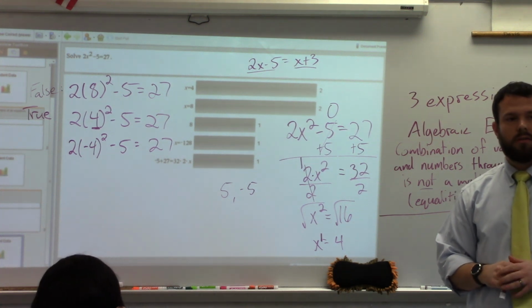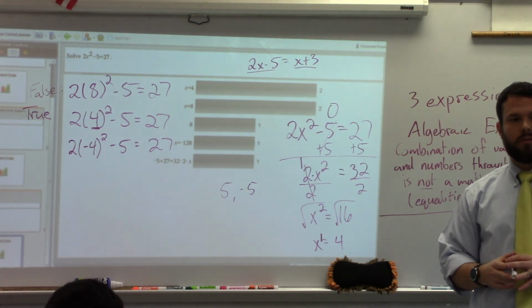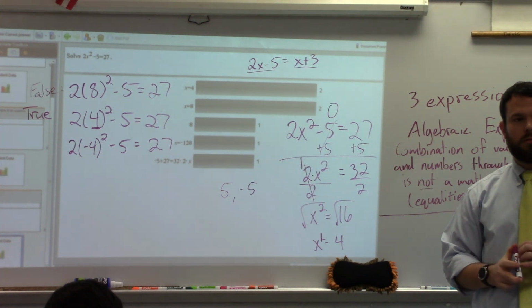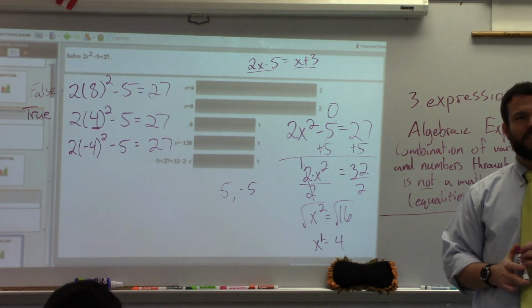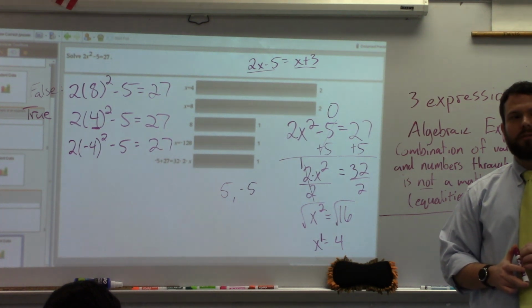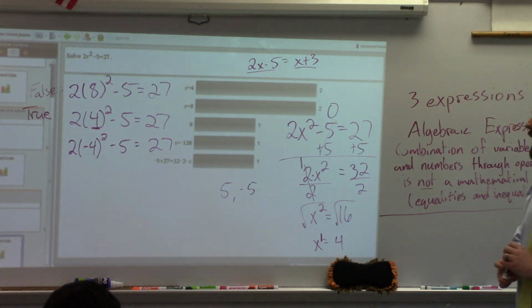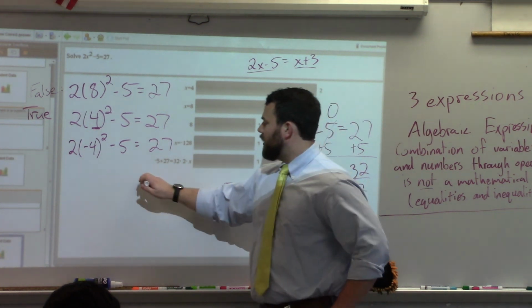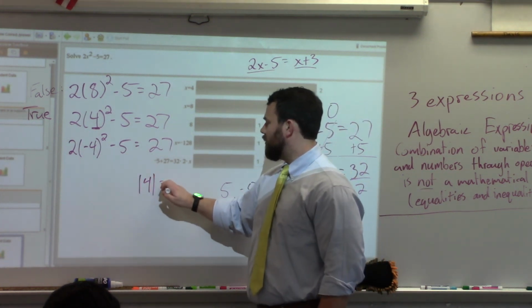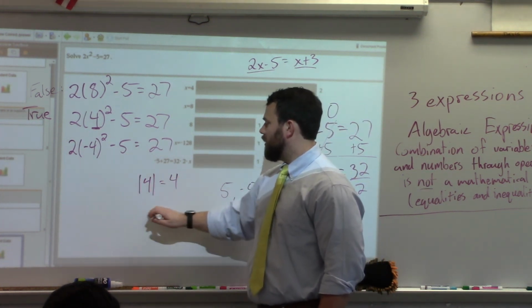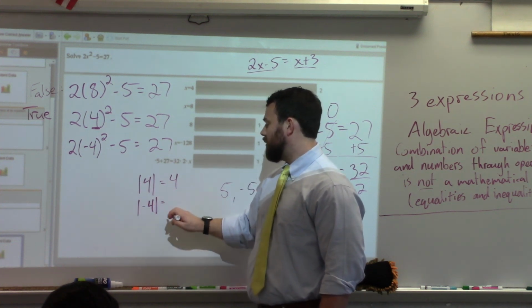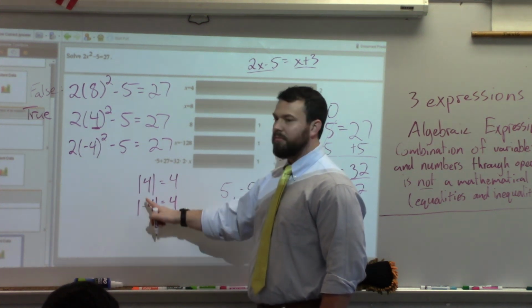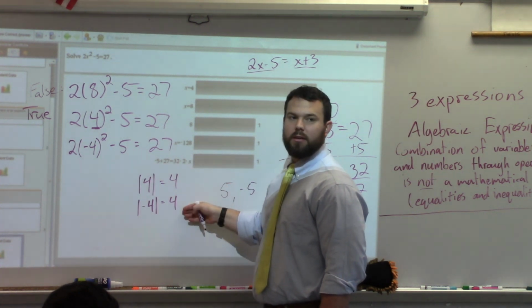Yes, sir? Does 4 and negative 4 being a solution have something to do with the absolute value? Not as much as the absolute value. It is similar to this. I will point this out. What is the absolute value of 4? 4. What's the absolute value of negative 4? 4. So you see how the absolute value of both a positive and negative get the same thing here, right?